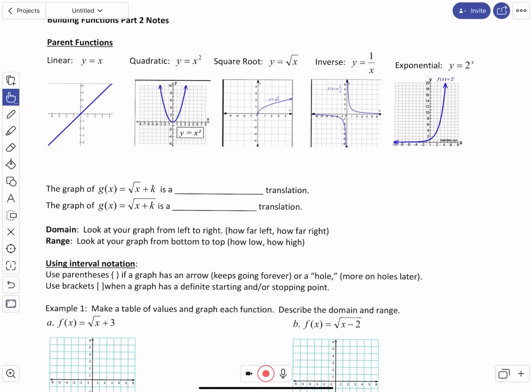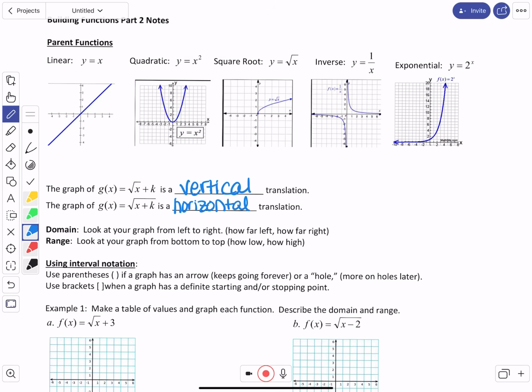So if we start here and we're just using the graph of g of x equals the square root graph, we're just going to start with the square root graph as an example. But remember, if it's plus k or plus any number on the outside, this is a vertical translation. And if you're adding or subtracting a number on the inside, so if it's inside the square root, inside the fraction, in parentheses, that's going to be a horizontal translation.